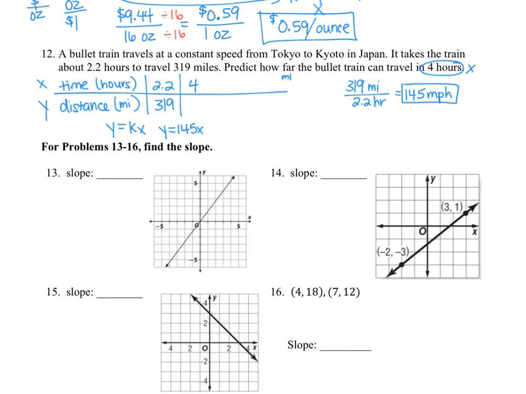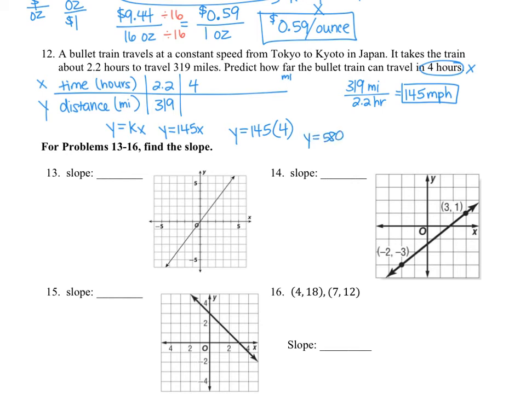So what if a 4 was there? How would I figure out how many miles I travel in 4 hours? Since it's a proportional relationship, you do the same thing. I took 2.2 times 145 to get the number of miles, so I'll do the same thing for 4 hours. That's the same as plugging it into this equation. So y equals 145, that's speed, times the number of hours you're going to travel, which is 4. Because for every hour, you travel 145 miles. So 145 miles per hour, and there are 4 hours. So 4 times 145 is 580.